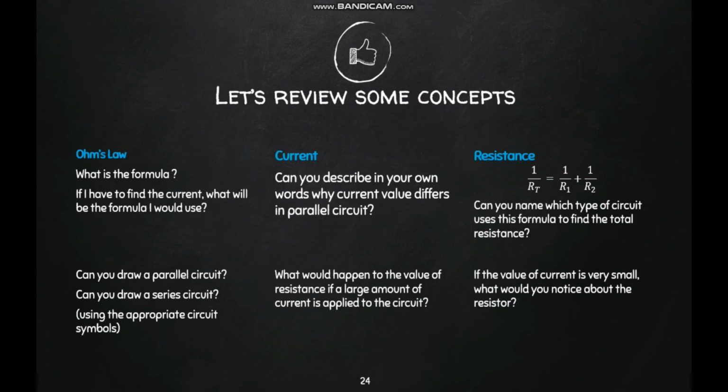Now at this point, I would ask students if they have any questions or doubts regarding the lesson. After having discussed and cleared doubts, or if none, I would proceed to randomly asking students questions related to the lesson. These are some questions which I can ask. For example, on Ohm's law, what is the formula of Ohm's law? And on resistance, can you name which type of circuit uses this formula to find the total resistance? Students can look at this formula and decide in which circuit it is used.